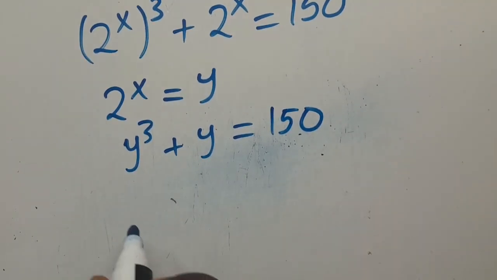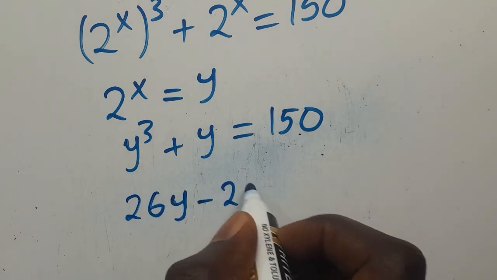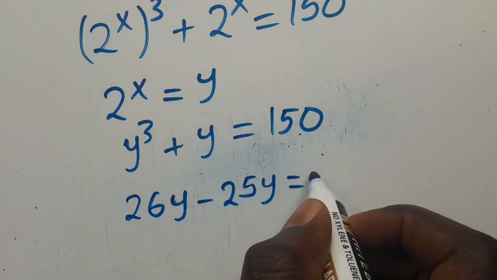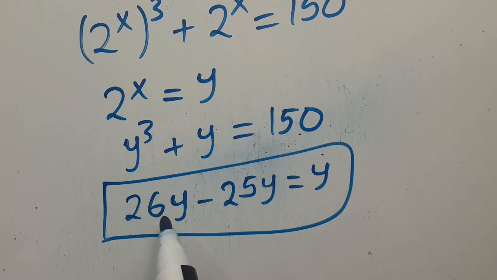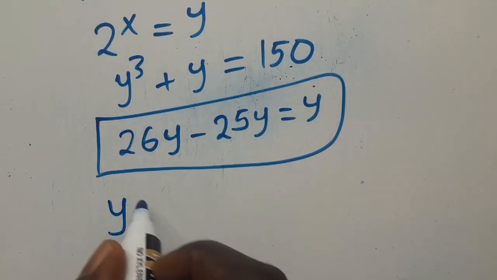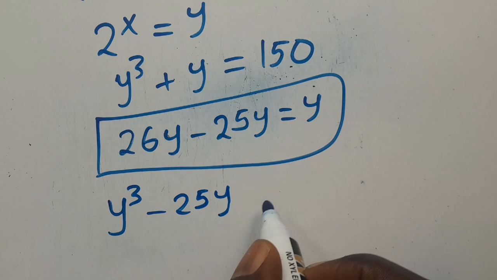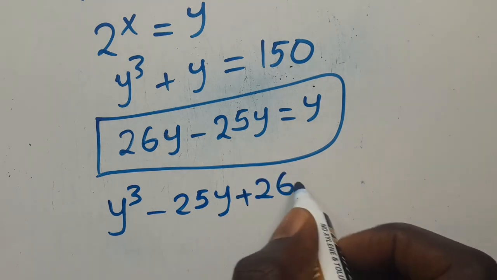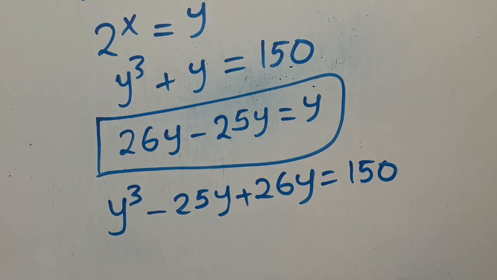But remember that 26y minus 25y will give you back your y. Then let's substitute this expression here. So we are going to have y to the power of 3 minus 25y plus 26y equals 150. This expression is the same thing as this.